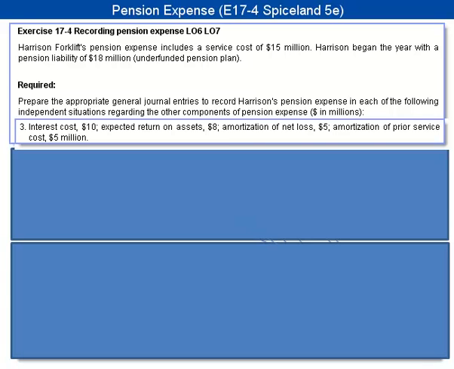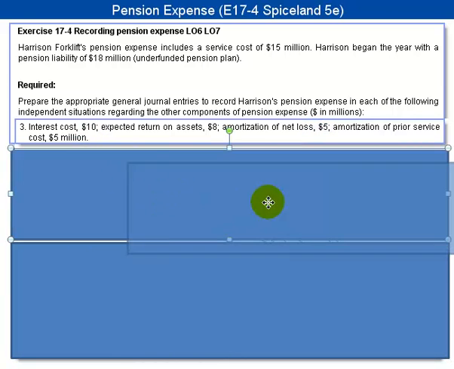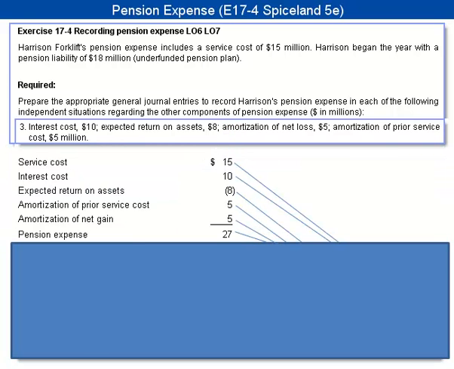Finally we take a look at the third situation, which you see here. Interest cost is still $10 million, expected return on assets $8 million, but now we have an amortization of net loss of $5 million and an amortization of prior service cost of $5 million. So if I slide this off, we'll see how we come up with the pension expense.